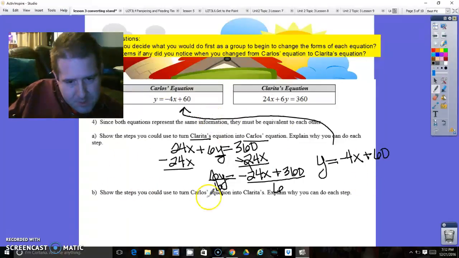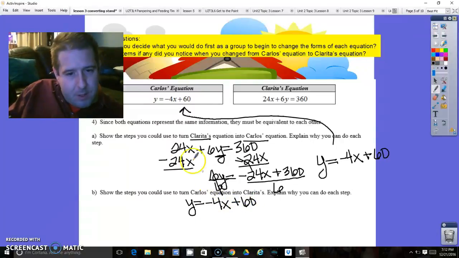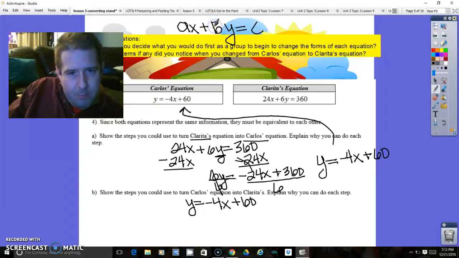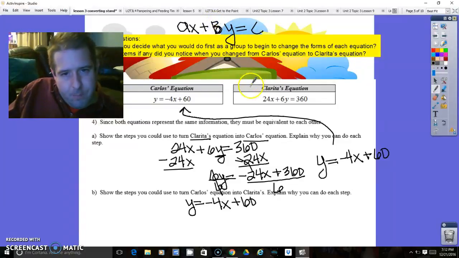All right, so now we're going to show the steps to turn Carlos' equation into Clarita's. So that's going to be y equals negative 4x plus 60. And the first thing I'm going to identify is I want to put it into ax plus By equals C format. I'm going to use capital B here. Knowing that ax needs to be on the left, By needs to be on the left, and C is going to be on the right-hand side.